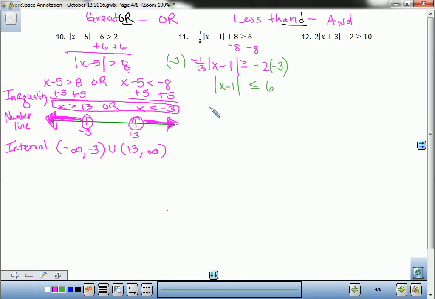This one we'll solve. So we'll split it up into x minus 1 is less than or equal to 6. Now this is less than. Less than is an and. And you'll see what that means in a second. And then x minus 1 is greater than or equal to, because we switch and change the sign, negative 6. So to solve this one, we're just going to add 1 to both sides. So we get x is less than or equal to 7, and add 1 to both sides. X is greater than or equal to negative 5. Any and can be written as a compound inequality.